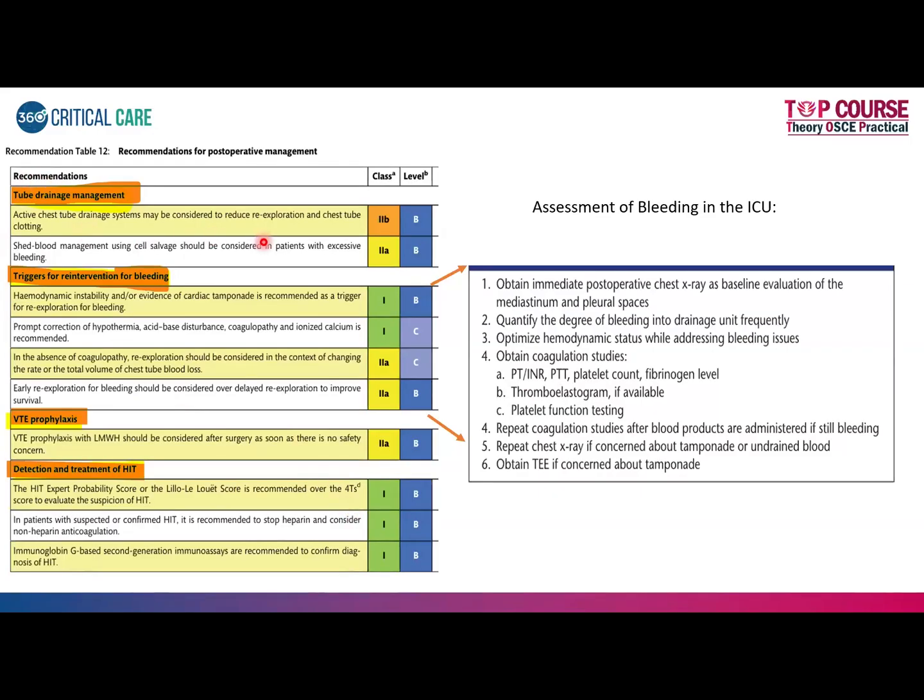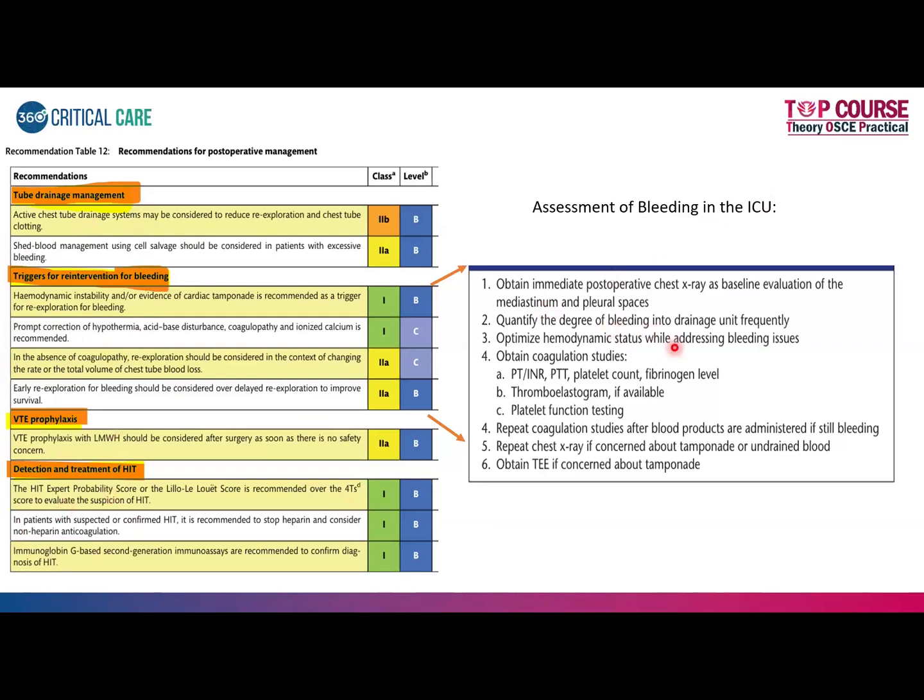What is the tube drainage output? Any triggers for reintervention of bleeding, whether there is any hemodynamic instability. Prompt correction of the lethal triad needs to be done. Okay. And VTE prophylaxis, LMWH should be considered for the patient, but we need to have a low threshold even for bleeding after that. Detection of HIT should be early.